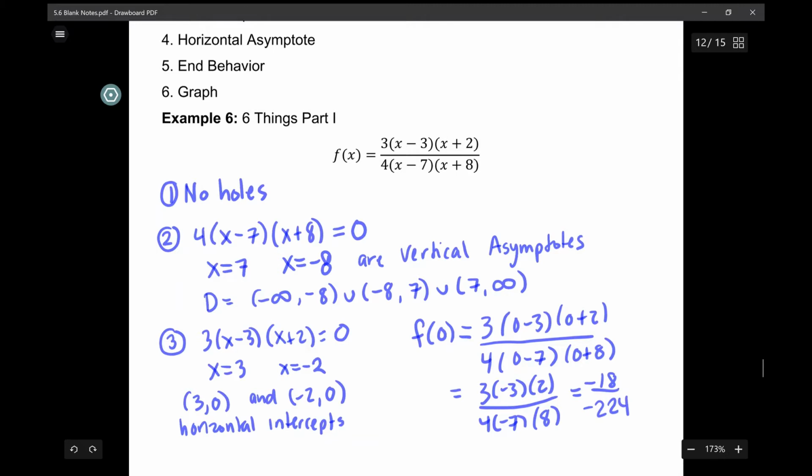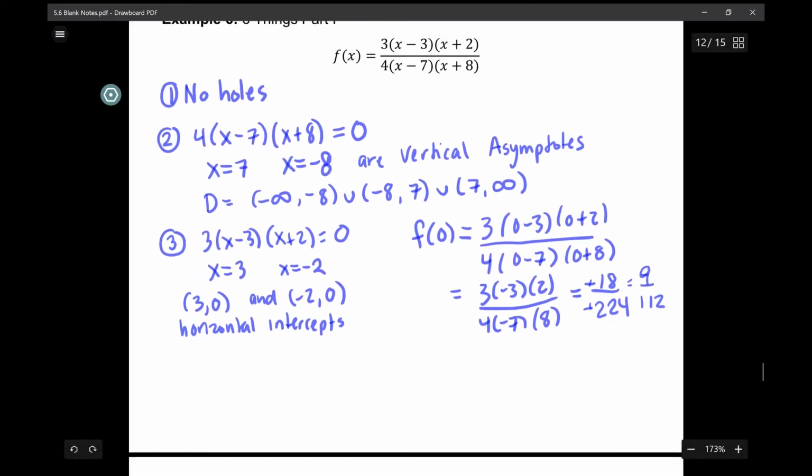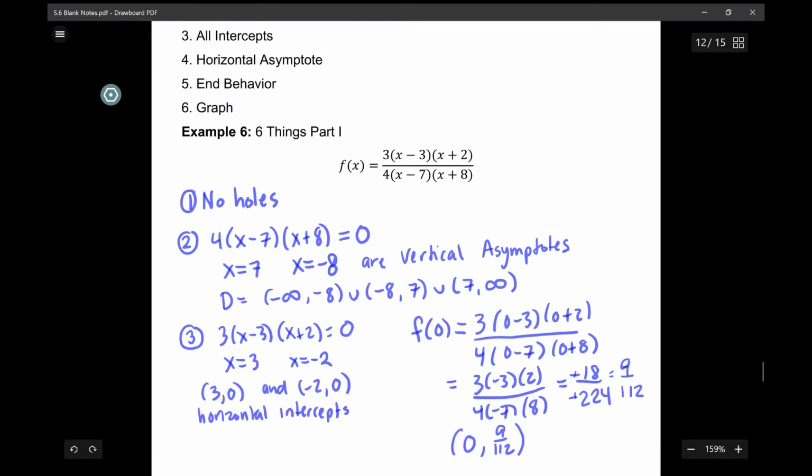All right, does that reduce? Yeah, let's divide everybody by 2. So that gives me, oh, well, they're positive now. And then these guys can cancel. So we get 9 over 112. Let's see. It's not divisible by 3, is it? Nope, that's as good as it's going to get. So the vertical intercept is (0, 9/112). I'm not going to put that as a decimal because I'd have to round.